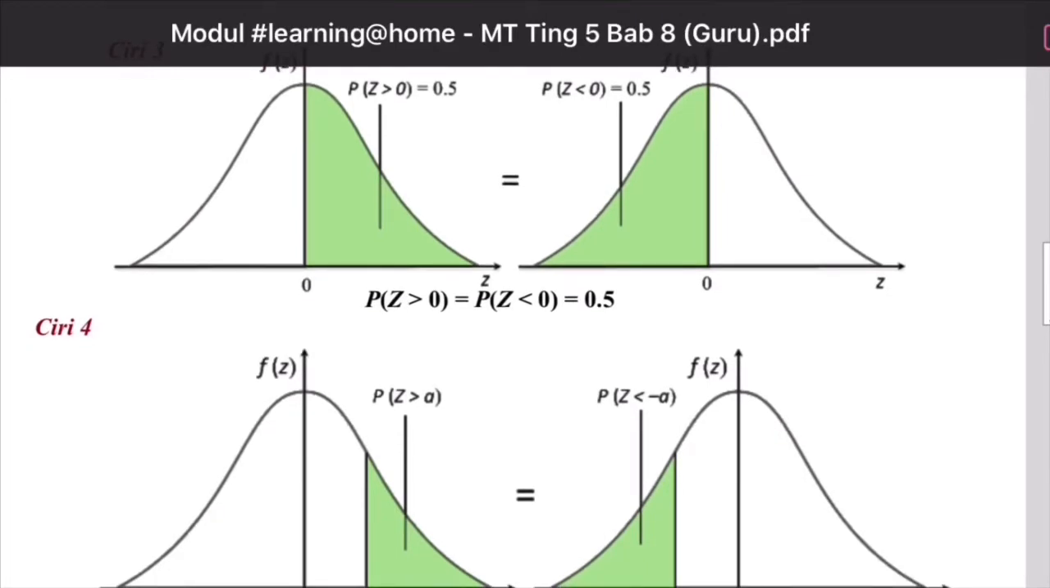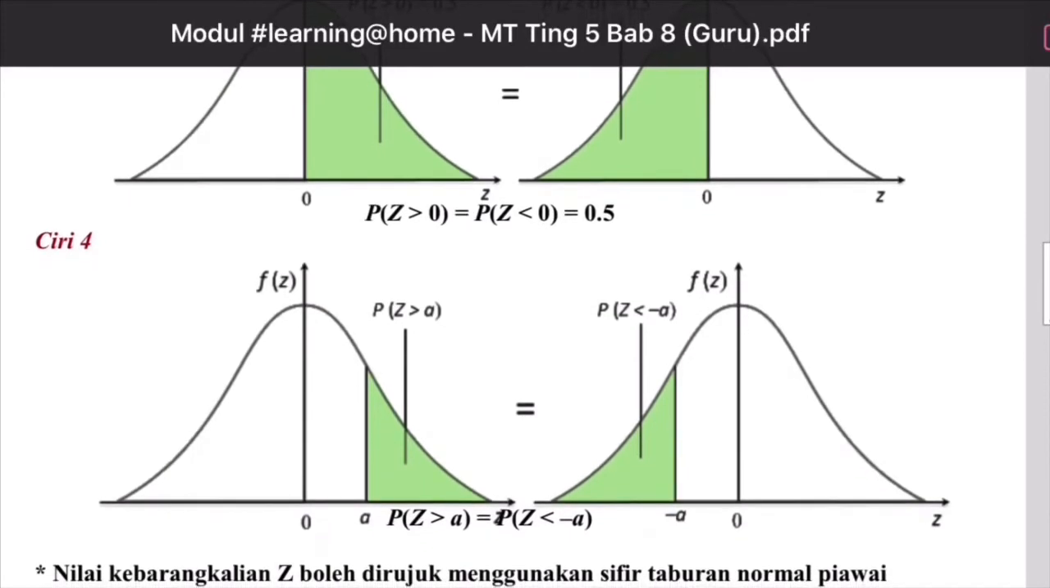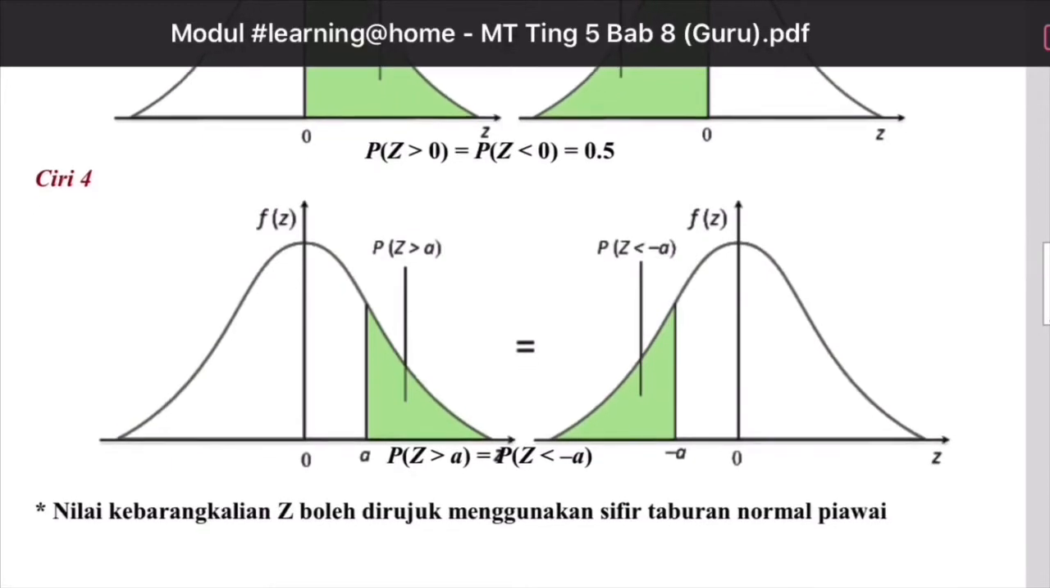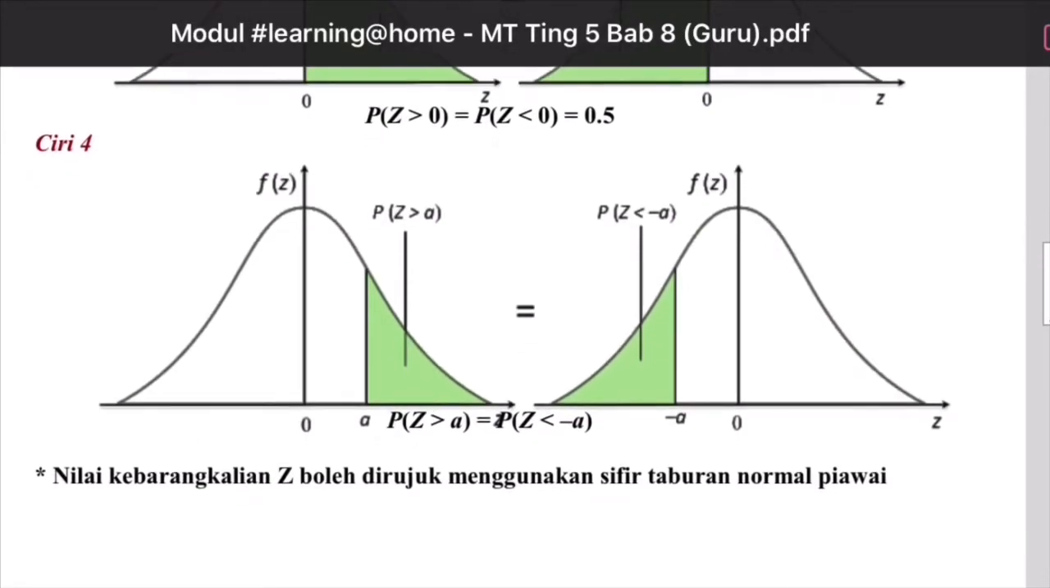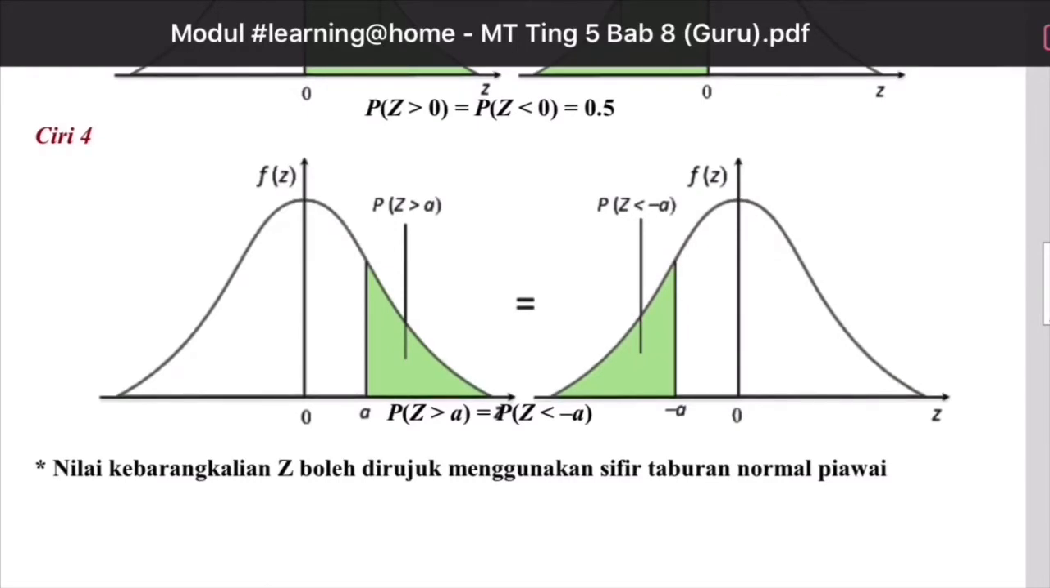So the area must always be positive, because the probability value must be positive. Minimum is 0, maximum is 1. So make sure the answer is positive. Only the z-score can be negative or positive. So when you work, please double check that your probability value must be positive and below 1, greater than 0.